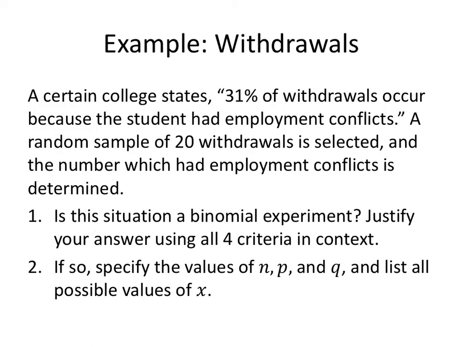Here, let's look at an example of withdrawals. We have a certain college that states 31% of withdrawals occur because the student has employment conflicts. A random sample of 20 withdrawals is selected and the number which had employment conflicts is determined. Here we're going to look at two questions. Is the situation a binomial experiment? And you're going to justify using all four criteria in context. And if so, specify the values N, P, and Q and list all the possible values of X.